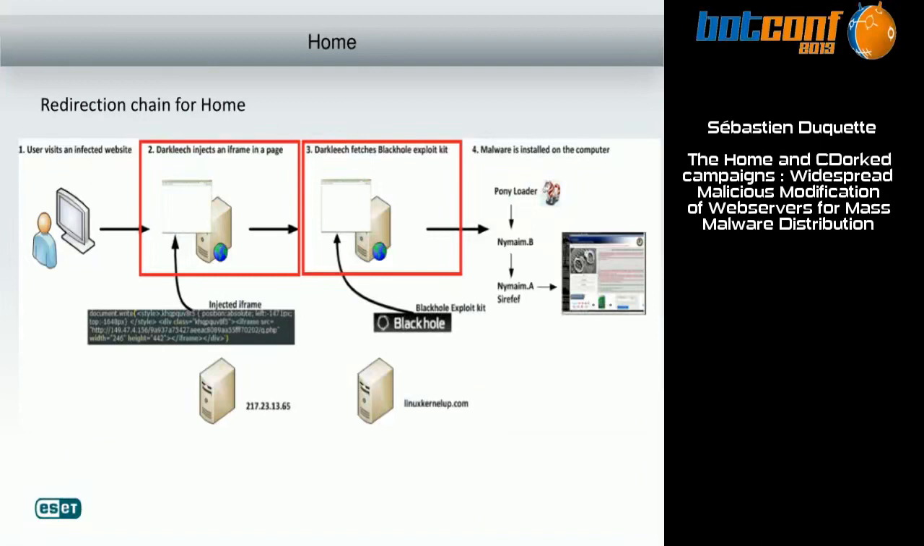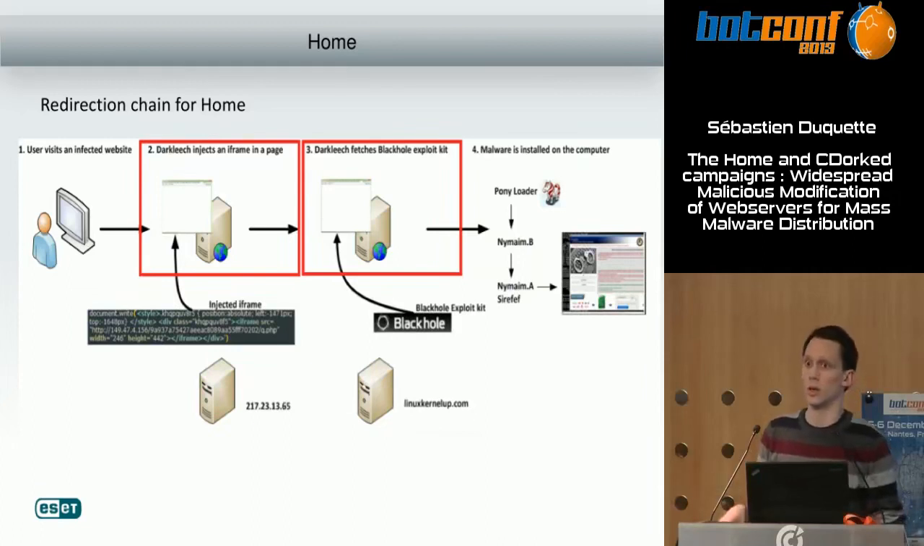So that's what the redirection chain looks like for this group. When a user visits a website, like I already showed, an iframe is added to one of the documents, then it will request a document from another server, and this request would bring back the landing page of the Black Hole exploit kit and try to infect the browser. And what we found, Leech was actually installed on both those layers of servers, the infected servers and the kind of proxy layer to get the exploit kit.